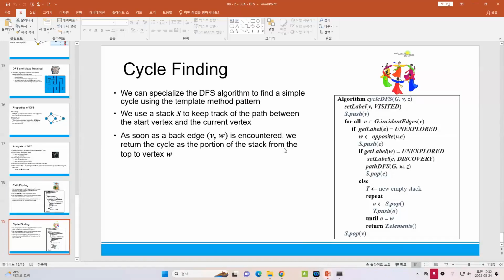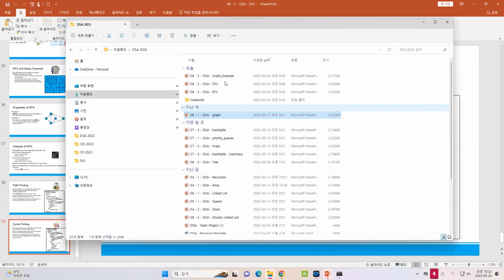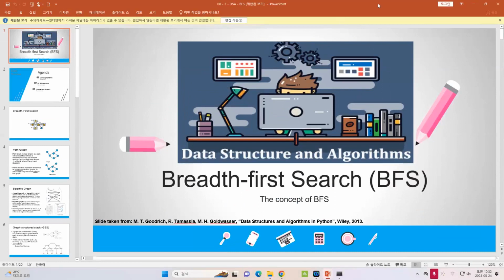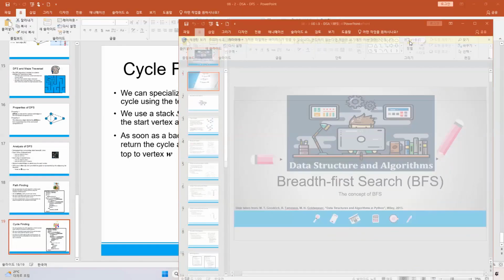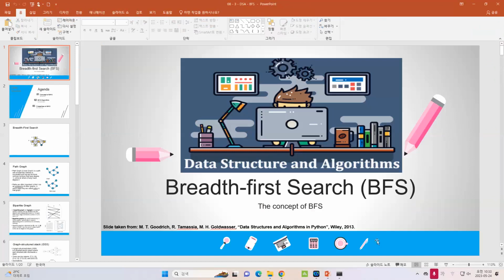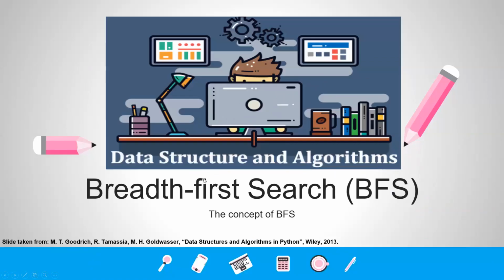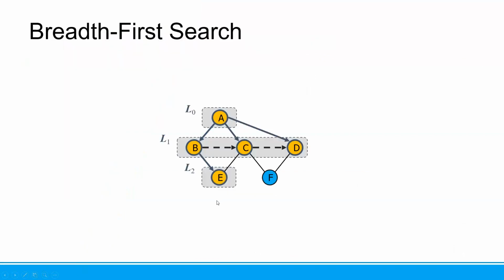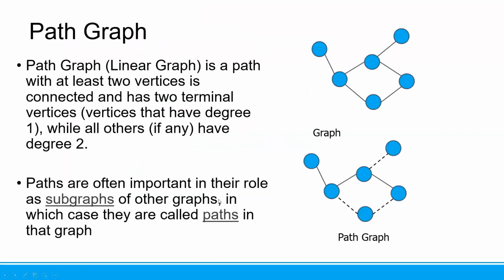Okay, that's about the DFS, and let's move to the next section, which is about BFS, breadth first search. So the idea of the BFS or breadth first search, it is similar to DFS, which is depth first search, but it has some different properties. So in the breadth first search, we need to understand about another kind of graph.